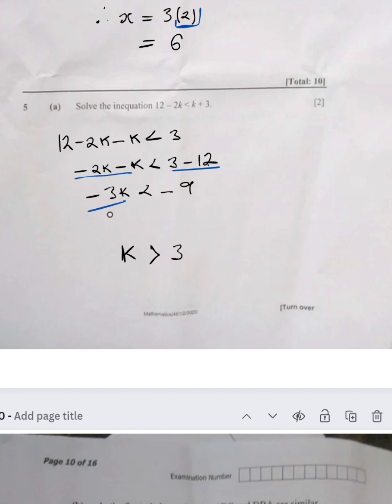I want k, so I divide throughout by negative 3 and divide throughout by negative 3. Negative 3 and negative 3 go. Now, immediately we divide by a negative, the inequality sign changes direction. So it was less than, it is going to be greater than. That is negative 9 divided by negative 3, which is 3. That's it.